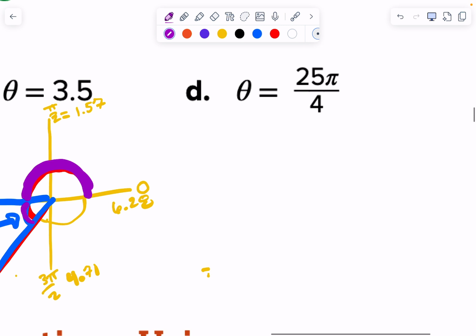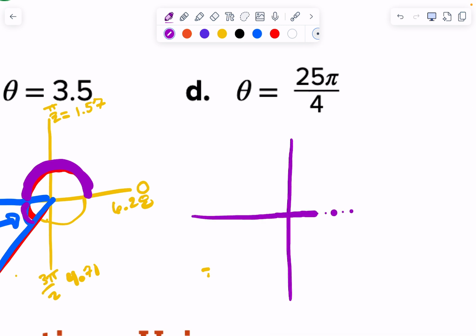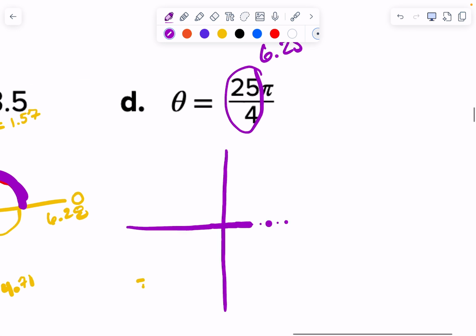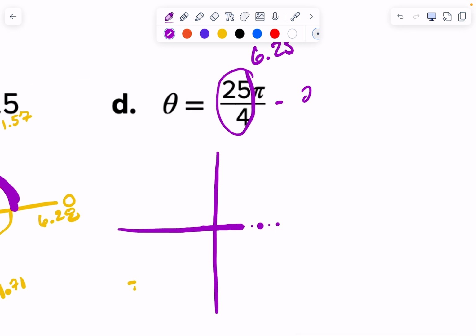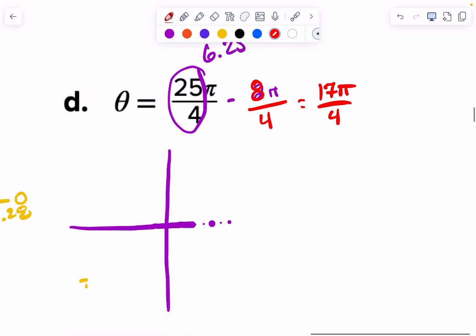Okay, this one, 25 pi over 4. 25 pi over 4 is huge, right? Because 25 divided by 4 is 6.25. That's way more than 3 full circles around. So to reduce him, let's subtract 2 pi, which is like subtracting 8 pi over 4. 25 pi over 4 minus 8 pi over 4 is 17 pi over 4. Subtract another 8 pi over 4, which is 9 pi over 4.